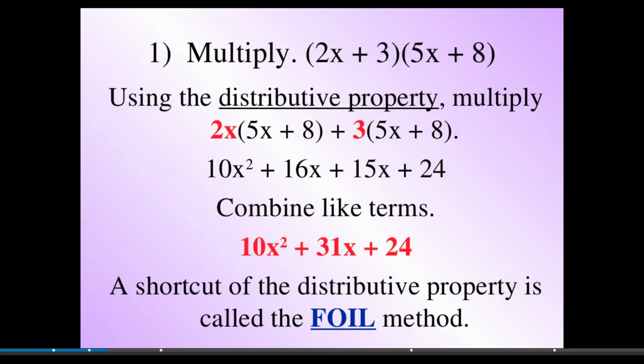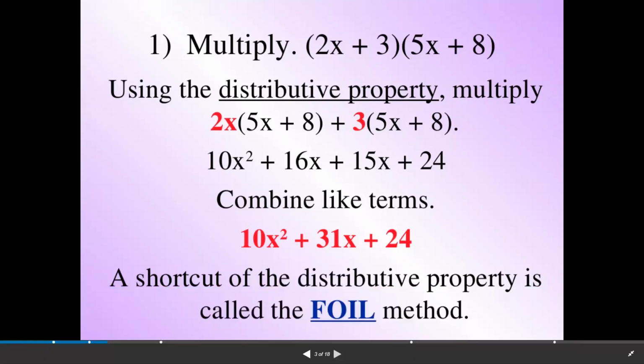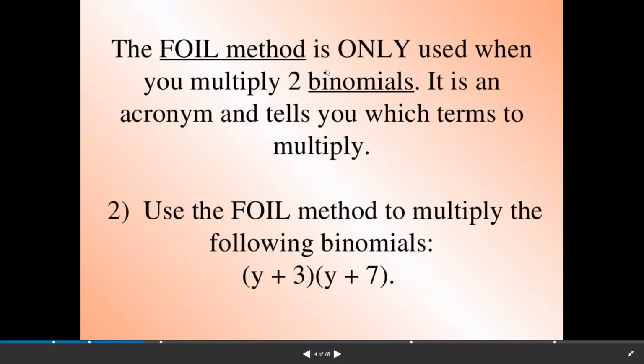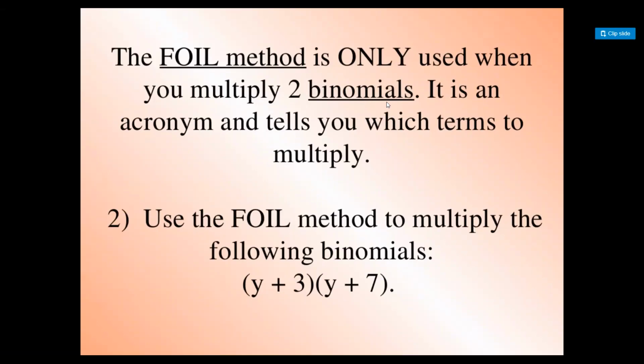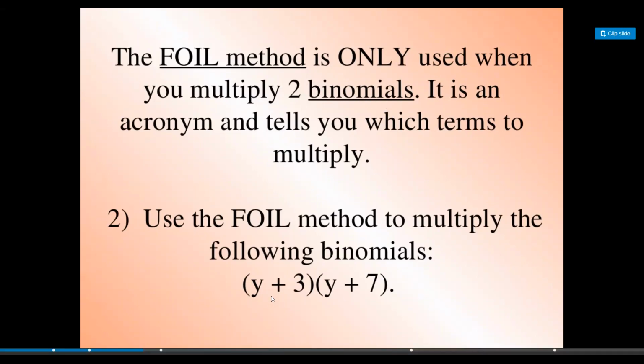Now let's discuss what the full form of FOIL is. The FOIL method is only used when you multiply two binomials. Remember that we cannot use it for multiplying polynomials with more than two terms and call it the FOIL method. There should be two binomials, like you can see here: y plus 3 is one binomial, and y plus 7 is another binomial.